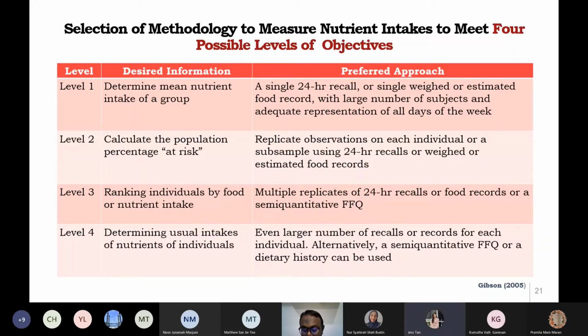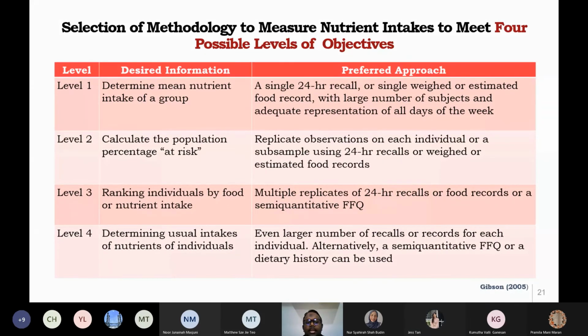Oh, so what's the difference between level 2 and 3? Level 2 is population, so it's overall. Level 2 is to identify those who are at risk. So overall, what percentage of the population is at risk? But level 3 is to identify subject A is in which ranking, which quartile. Subject B is in which quartile. Okay. Thank you, doctor.